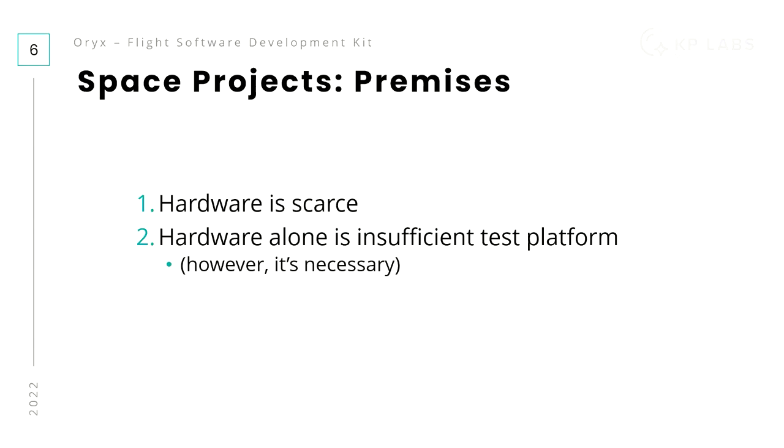Okay, so these are the two premises and the overall design goal that we want to have. We want to shorten the feedback cycles. We want to be able to work in a situation when hardware is scarce for us almost always. And we treat the hardware as an insufficient platform for tests, but a necessary one. So how do we work in that context?